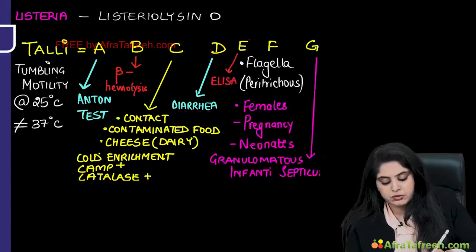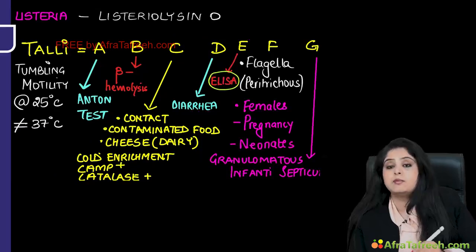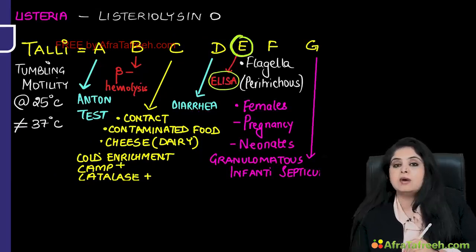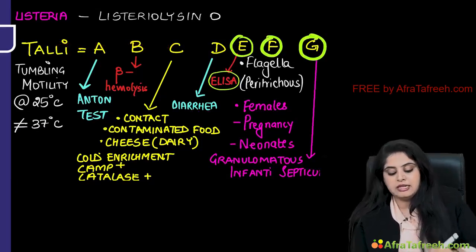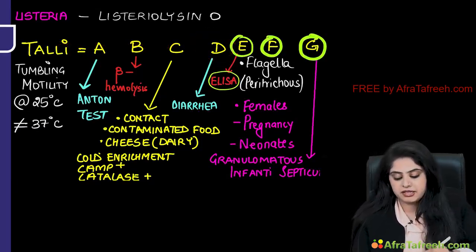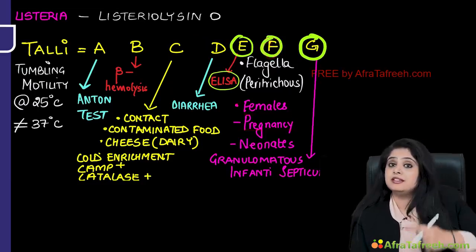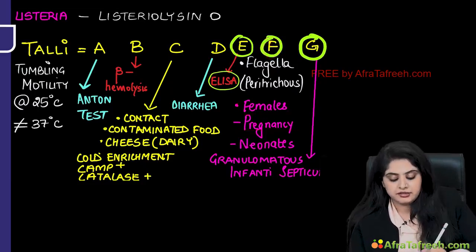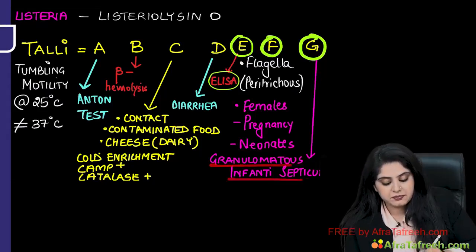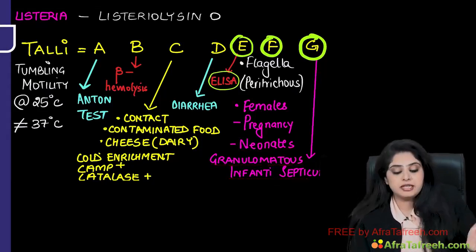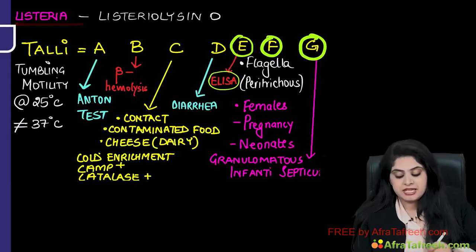With E, I have told you that you are going to do the diagnosis with the help of E for ELISA. And now let's come to the F and the G. So what else will it cause? Please note, diarrhea we have done, but this can also occur in females during pregnancy. And pregnancy means this can result in neonate infection. And there is G for something known as granulomatosis infantiseptica. You just need to know this big name because that is to do with Listeria.